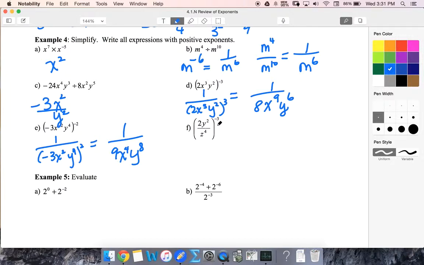All right, negative 3. In this case, 2 to the negative 3, y to the negative 6, over z to the negative 12. I'm separating it this way to help us see that this is going to come on top. Z to the 12th, 2 to the negative 3, that's going to be 1 over 8. Y to the negative 6 comes down to be positive 6.